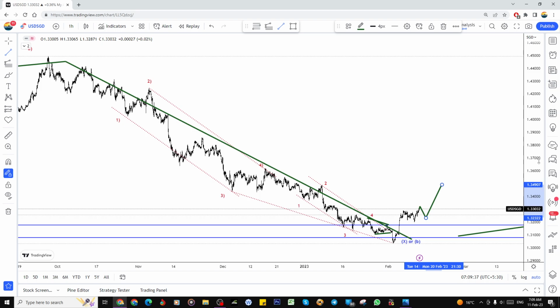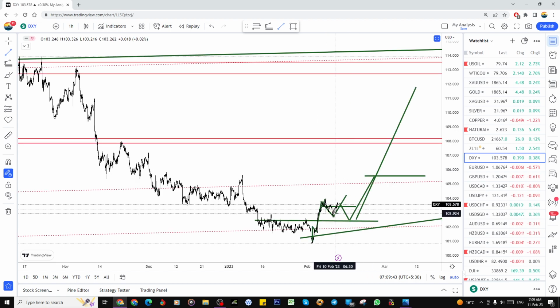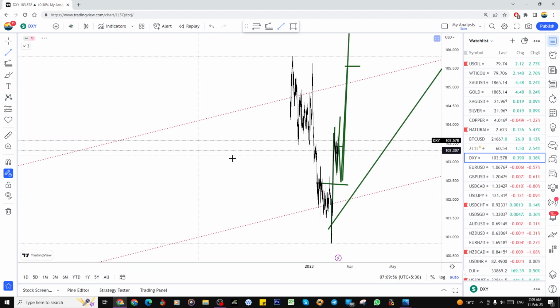If you look into this, the USD SGD, and DXY also I am looking for this one. So let's complete this one for the shorter time, then we can analyze the pathway for the dollar.